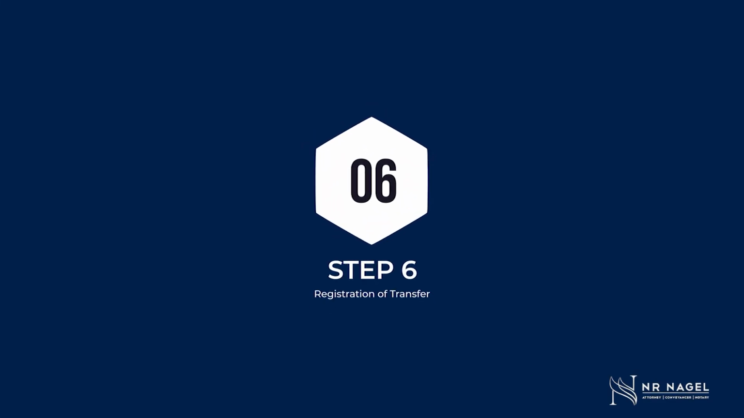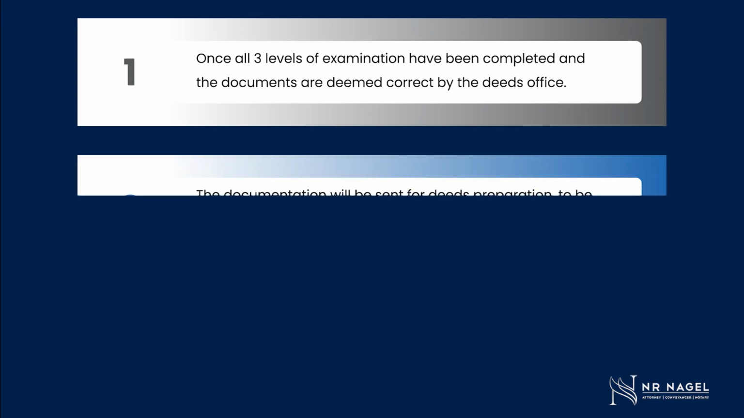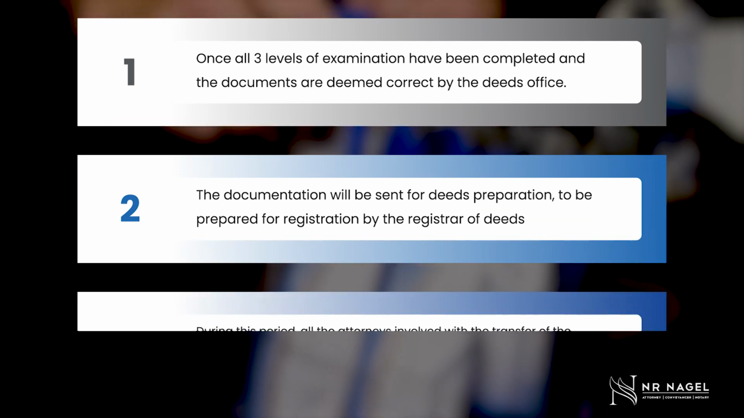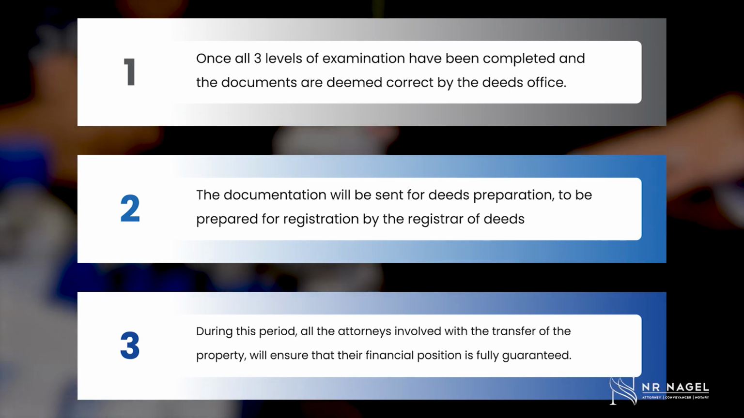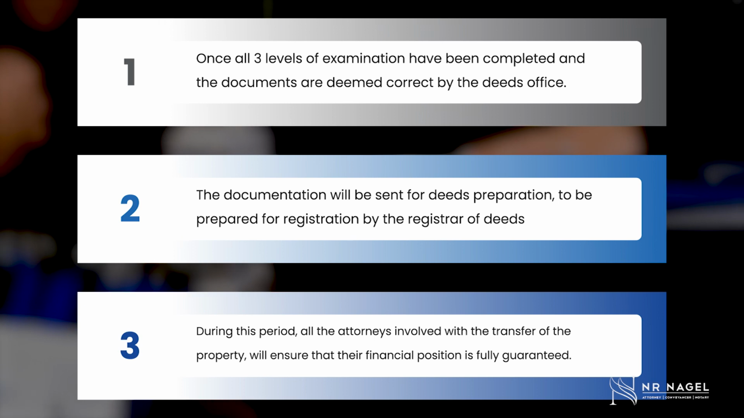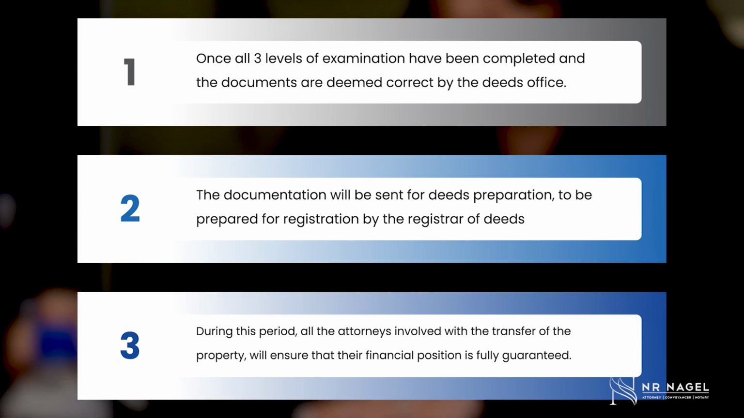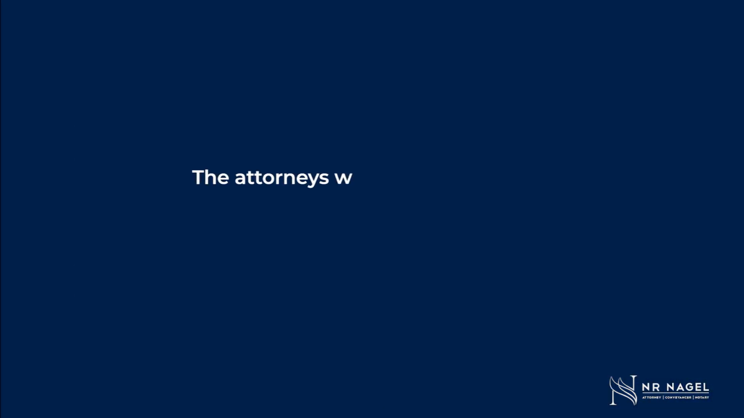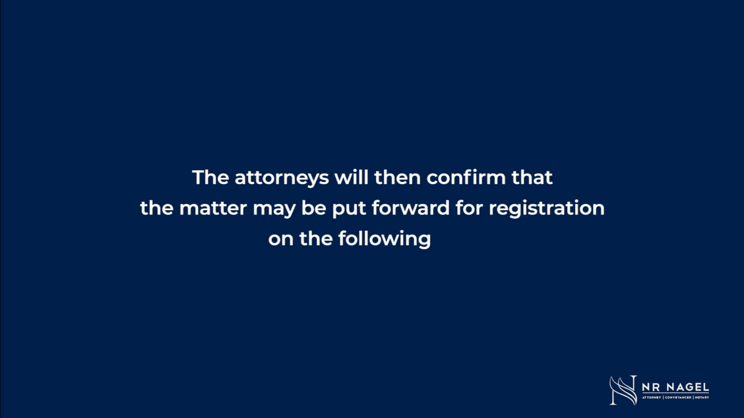Step 6. Registration of transfer. Once all 3 levels of examination have been completed and the documents are deemed correct by the deeds office, the documentation will be sent for deeds preparation to be prepared for registration by the Registrar of Deeds. During this period, all the attorneys involved with the transfer of the property will ensure that their financial position is fully guaranteed and that the transaction is ready for registration. The attorneys will then confirm that the matter may be put forward for registration on the following day.